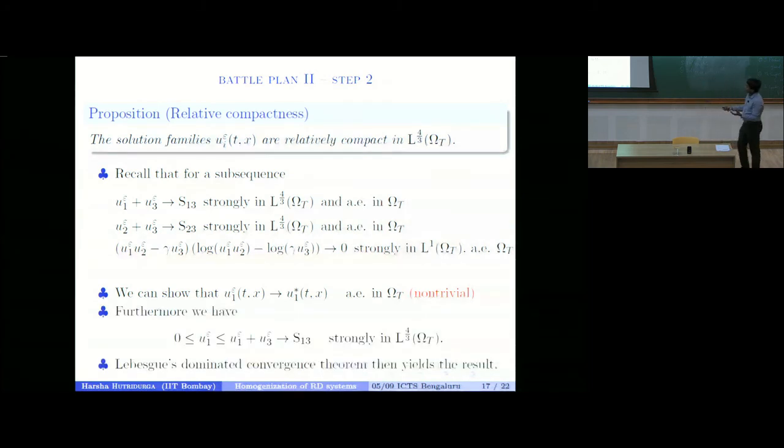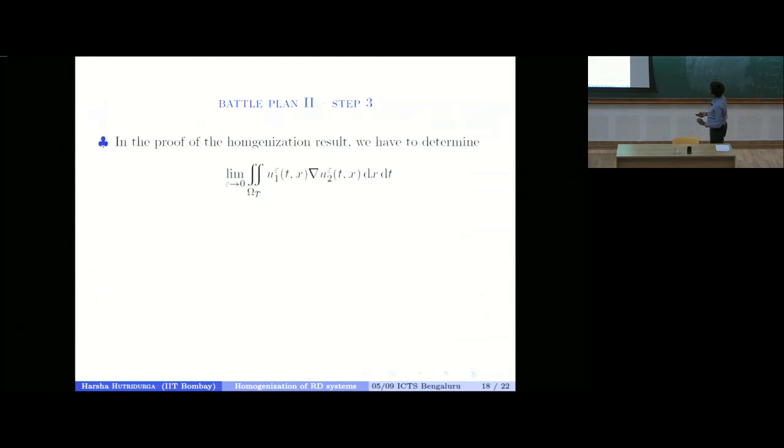And then you have to bound this by some Lp function, right? The non-negativity is very crucial here. You have shown the concentrations are non-negative. So U1 epsilon, for example, is bounded from above by U1 plus U3, which is strongly converging in this one. So you can straight away use Lebesgue dominated convergence to show that each of the concentrations is relatively compact in L4/3, okay? This is step 2. You have got the relative compactness for each of the concentrations.